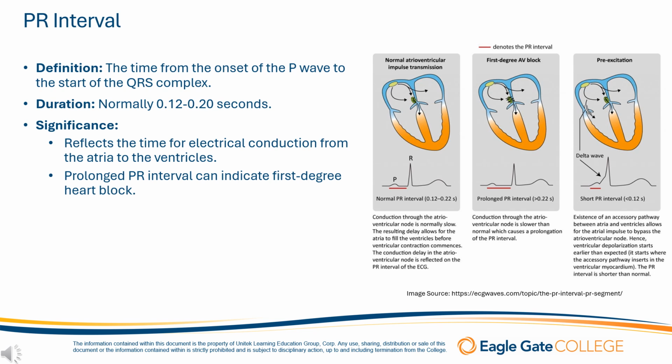There is also a situation when the PR interval is short. When it's shorter than 0.12 seconds, this can indicate a pre-excitation syndrome such as Wolff-Parkinson-White. In Wolff-Parkinson-White, an accessory pathway allows the electrical impulse to bypass the AV node, leading to a rapid ventricular response.